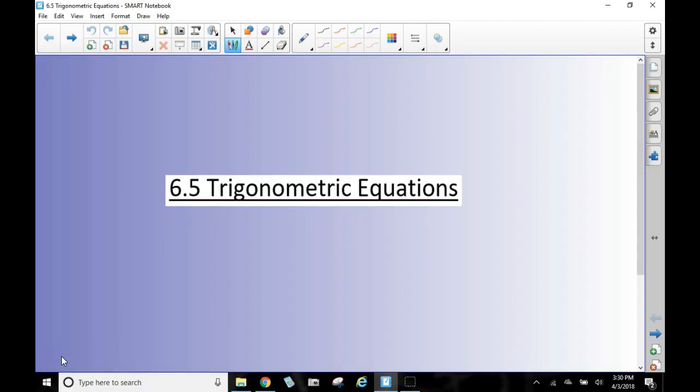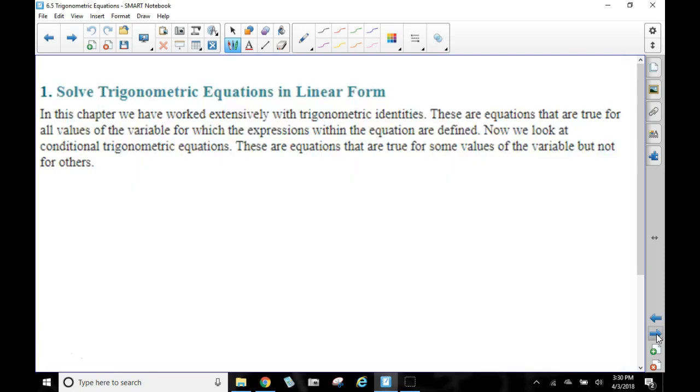Okay, in section 6.5, we are going to be solving some trigonometric equations. These are equations that have trigonometric expressions in them, and really, we want to get in there and solve for the unknown, x.